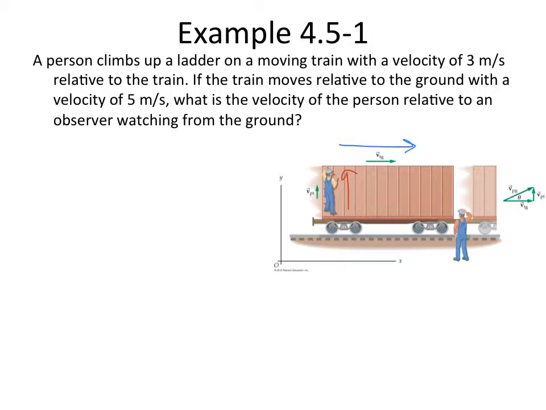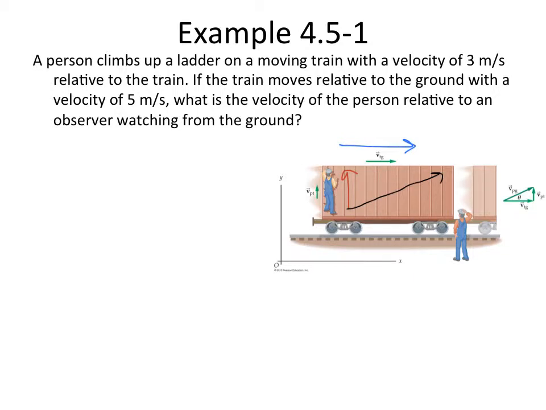And so, let's say you're a person on the ground, or you're in the ground's frame of reference right here. What are you going to see when you look over here at your buddy climbing the train? He's climbing up, but the train is moving over towards the right, and so you're going to see your friend move up in a direction like that. So that's what we're going to try to figure out with this problem.